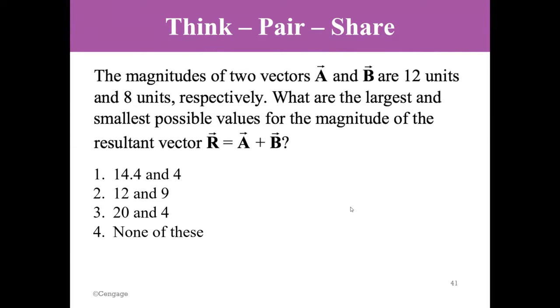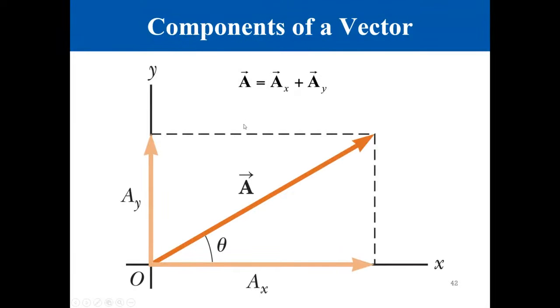20 and 4. Thank you. Perfect. Yes, 20 and 4. So maximum when they are aligned along the same direction. You start the displacement A, then you continue the displacement B along the same direction. This way, the total displacement would be 12 plus 8, which is 20. The minimum, on the other hand, would be as if you have the first displacement in one direction, then you went backward in the reverse order, so it would be 12 minus 8, which is 4. Yes, so these are the correct answers.